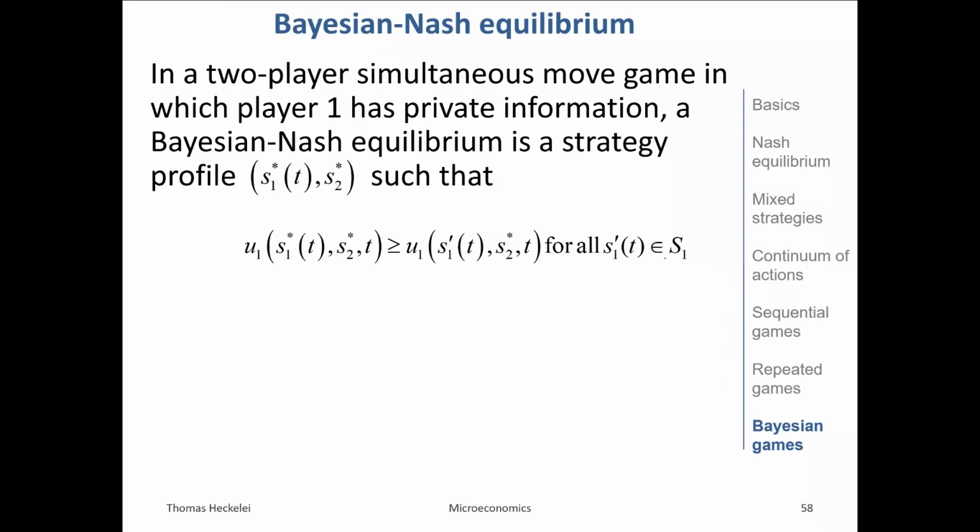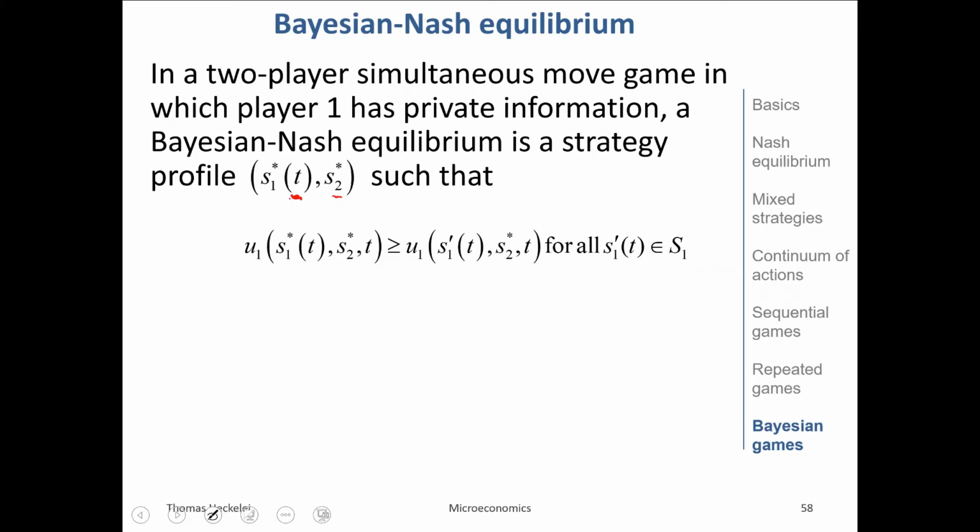With that in mind, now let's set out the formal condition for the Bayesian-Nash equilibrium. Now, if the game only has two players moving simultaneously, player 1 has private information, we talk about that, player 2 does not. Then a Bayesian-Nash equilibrium is a strategy profile S1*(T) and S2*.